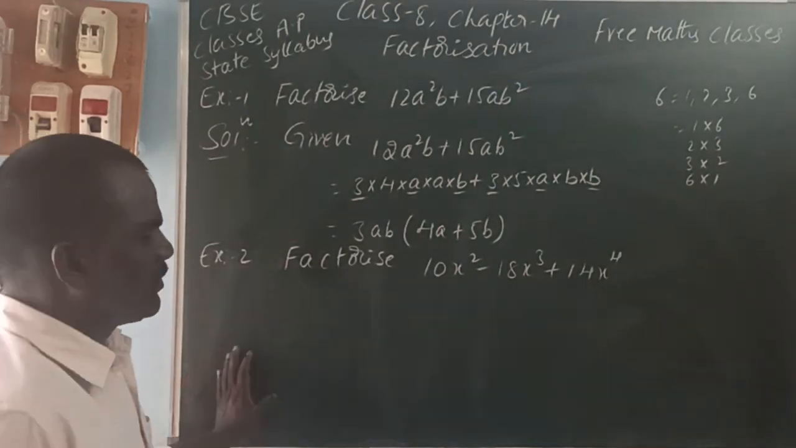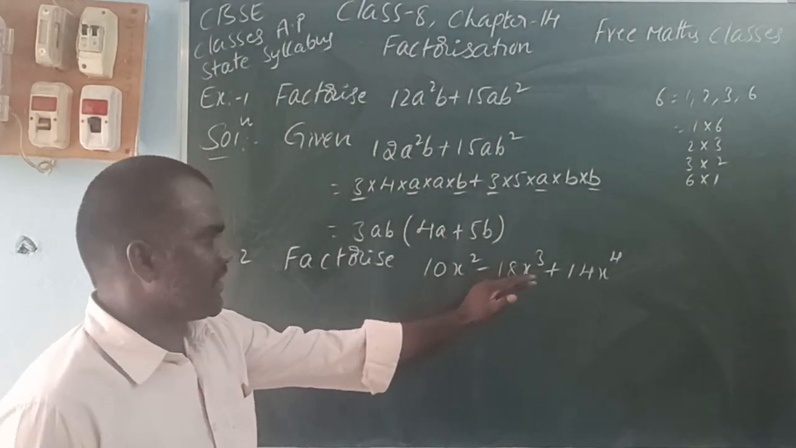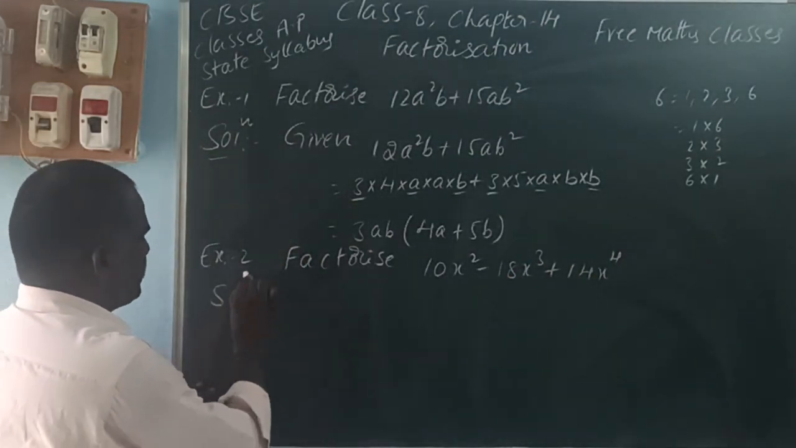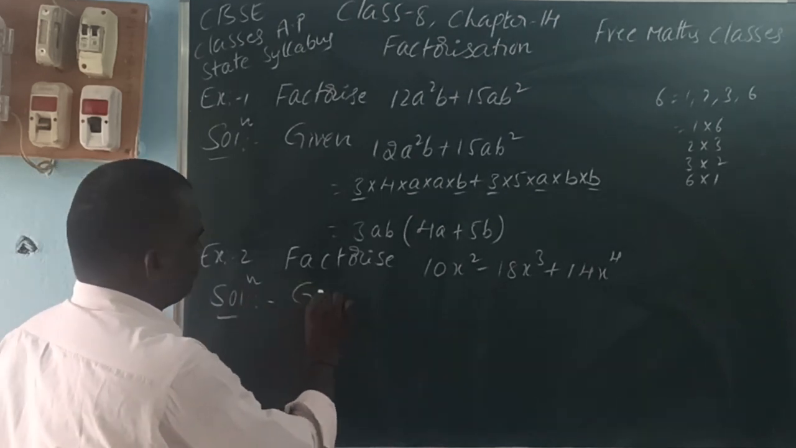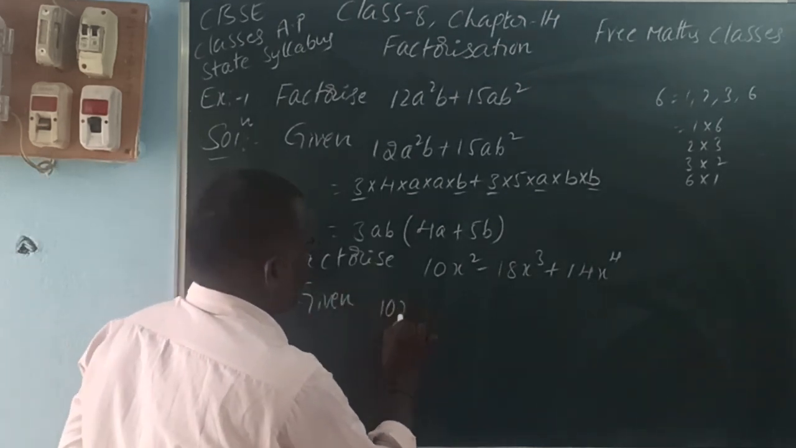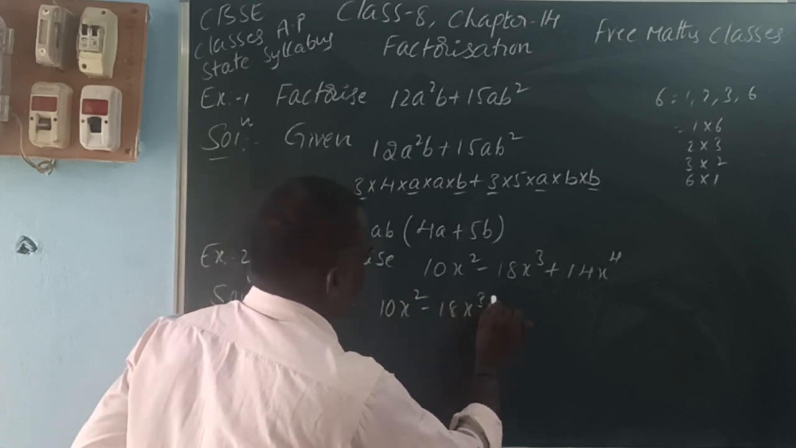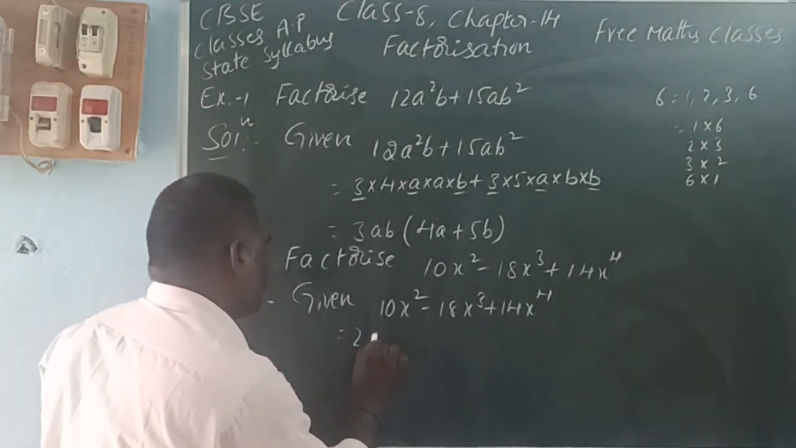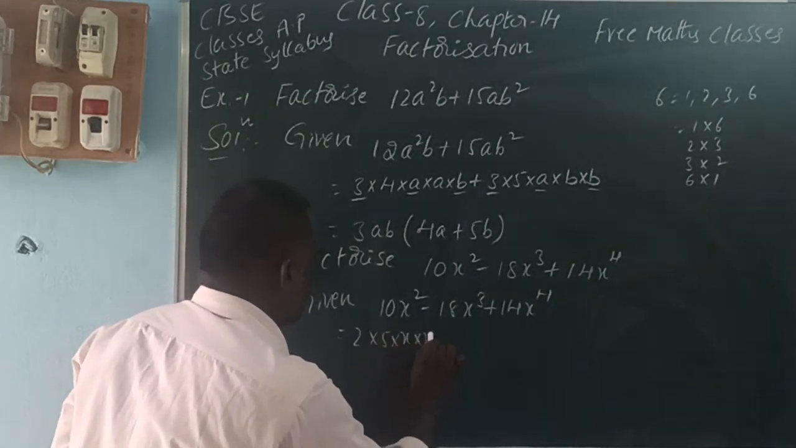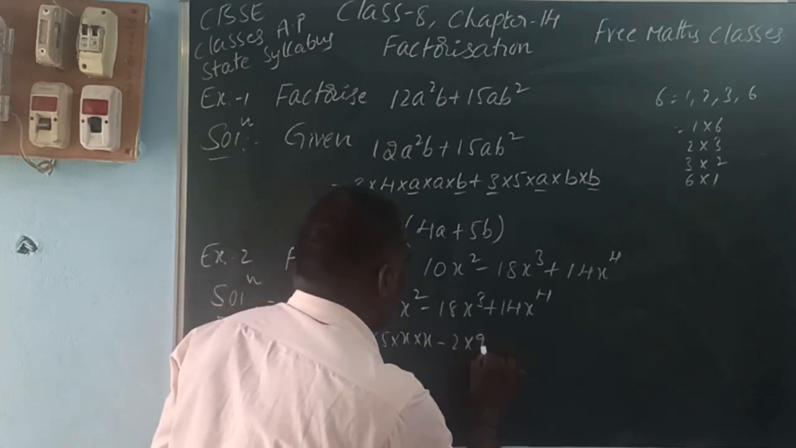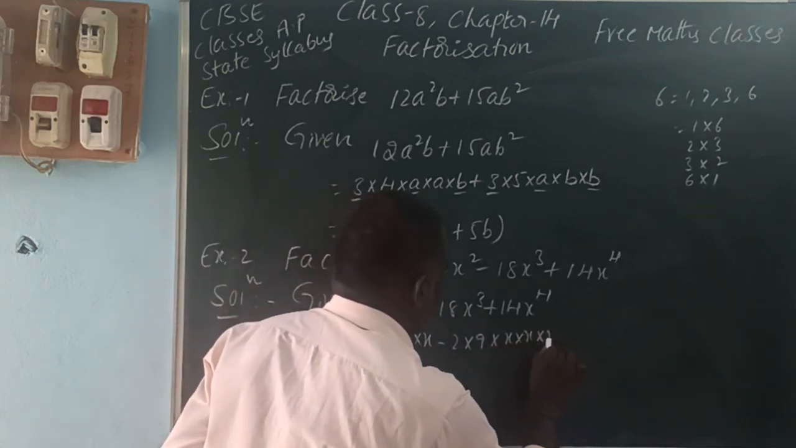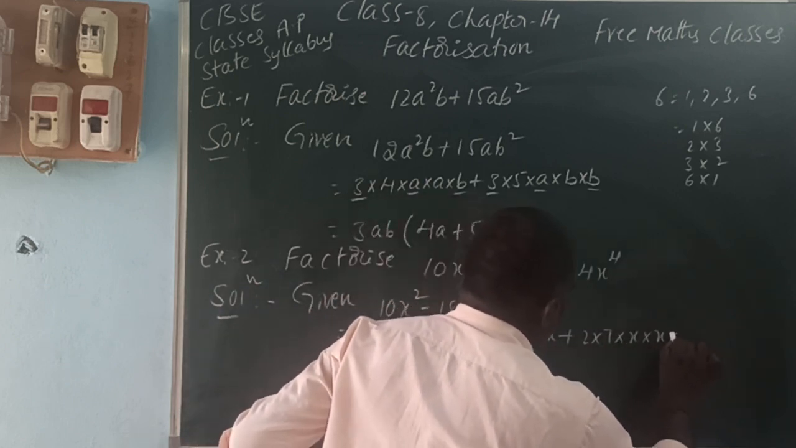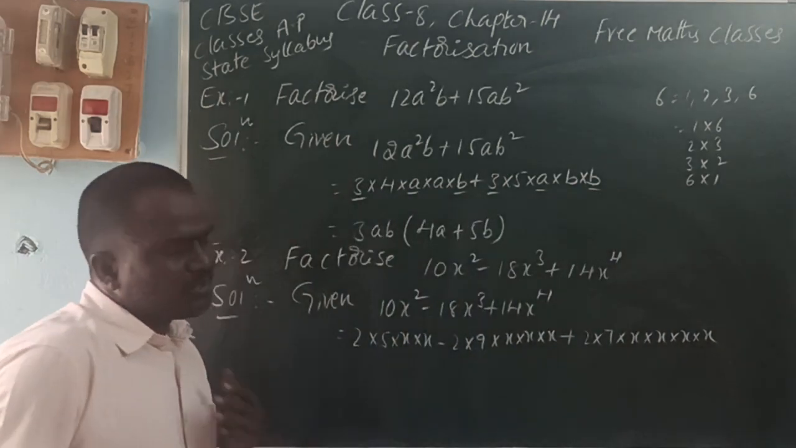Next, example 2. Factorize 10x square minus 18x cube plus 14x power 4. So here, how can we do that? Given 10x square minus 18x cube plus 14x power 4. So 10, how can you write? 2 into 5, x square is x into x. 18, how can you write? 2 into 9, x cube. Next, 14, how can you write? 2 into 7, x power 4.